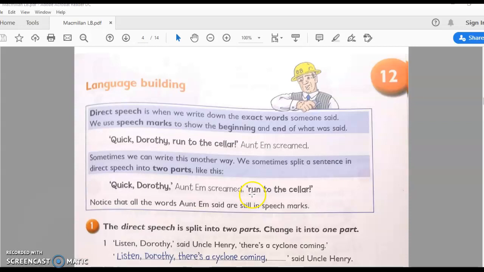sentence with a small letter because this is still one sentence. It's still what Dorothy said. There wasn't a full stop, alright? So we use that rule. Notice that all the words Aunt Em said are still in speech marks. Okay? So we need to be careful. We cannot move this here or move this here. Okay? Because "run to" is also what Aunt Em said.